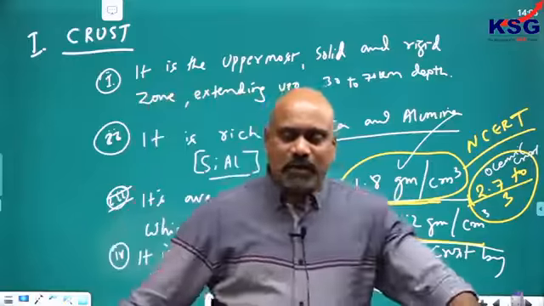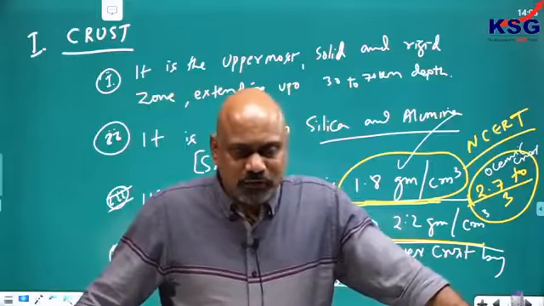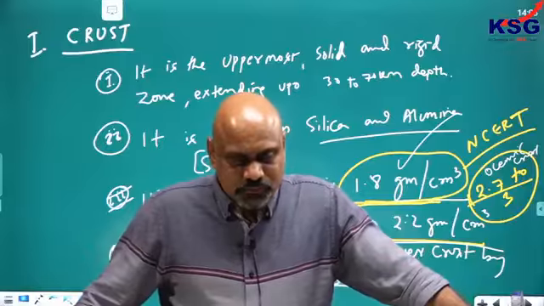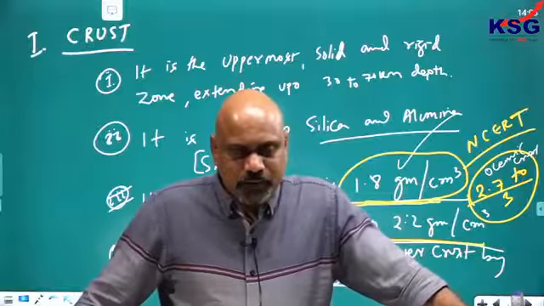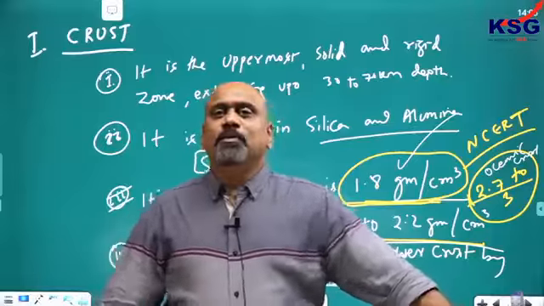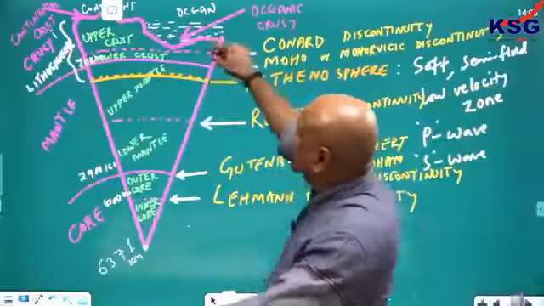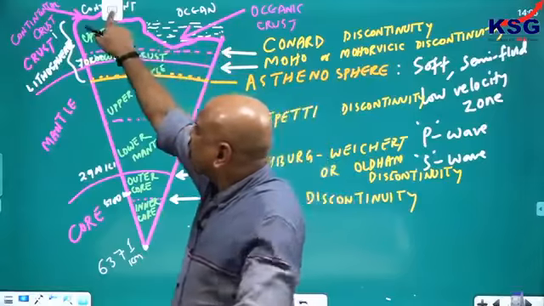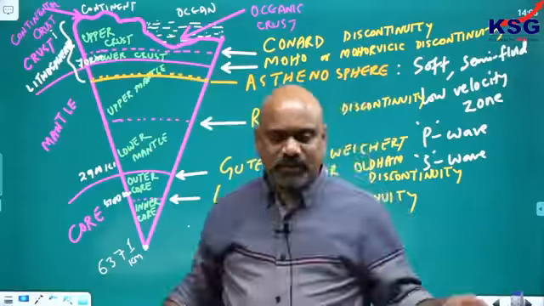What is the reason behind the thickness of the oceanic crust being different from the continental crust? It is because the oceanic crust is thin because of the depth here, and here in the continental crust you have mountain, plateau, plain, etc., so the thickness will be more. It is an obvious thing.